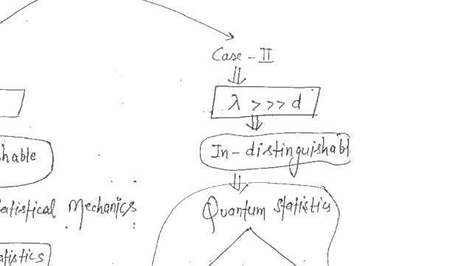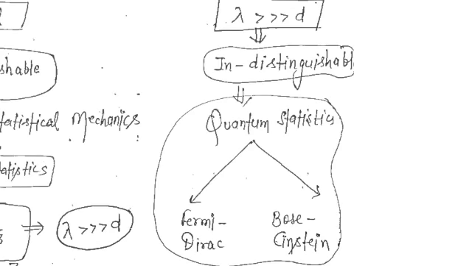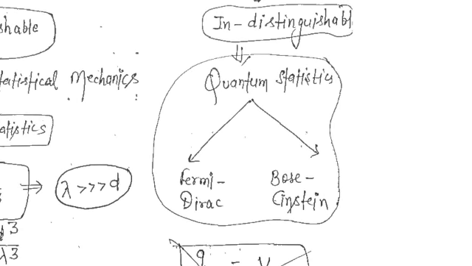The statistics we apply for the particles which are indistinguishable is known as quantum statistics. In quantum statistics we have two types of particles: for the electrons and protons we have Fermi-Dirac statistics, and for the photons and alpha particles like molecules we have Bose-Einstein statistics. Alright, so this is all for the translational partition function. We have done with the translational partition function.